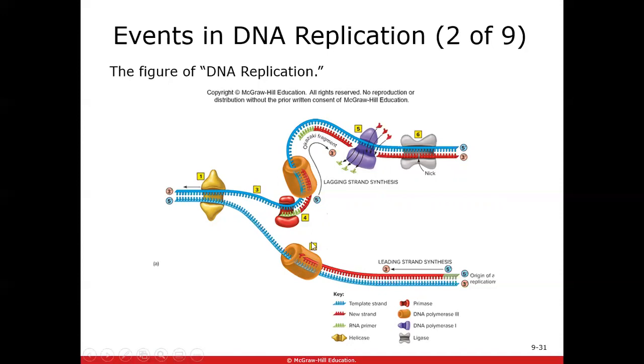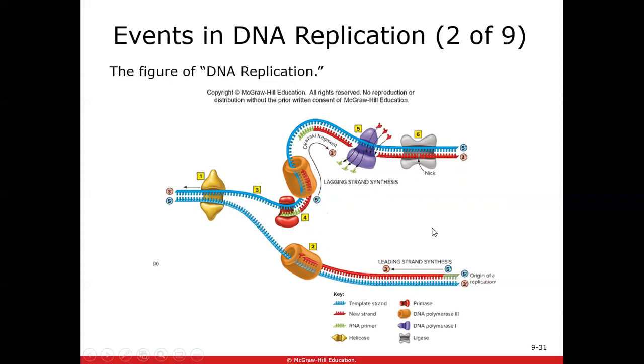And then you have a primase that actually starts the replication on the lagging strand. Then you have the DNA polymerase III. So the DNA polymerase III causes making the new RNA strand on both sides. And then DNA polymerase I. DNA polymerase I actually connects the two strands that are separate, the Okazaki fragments.